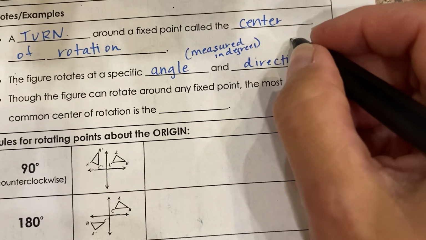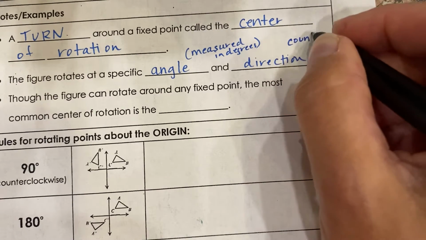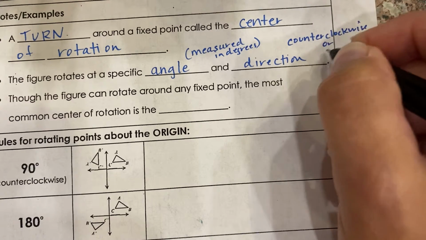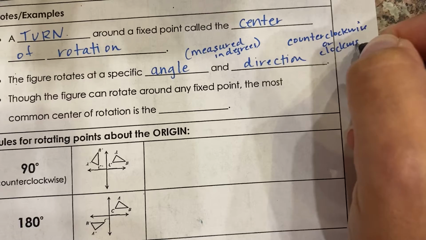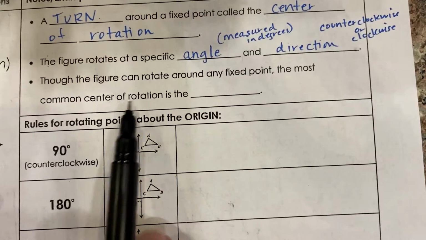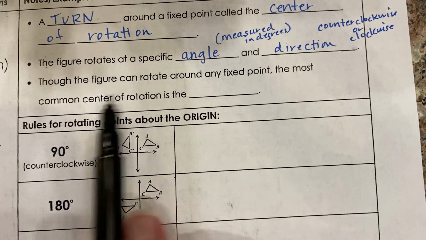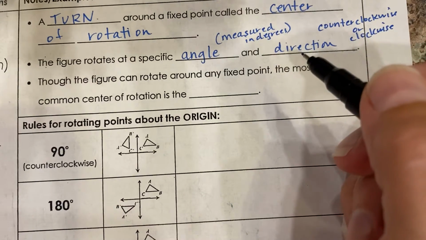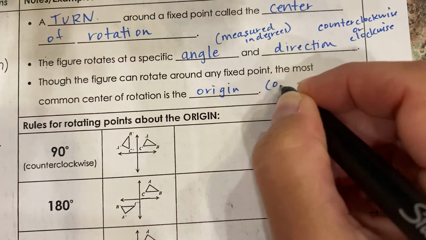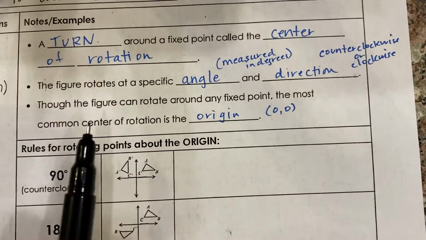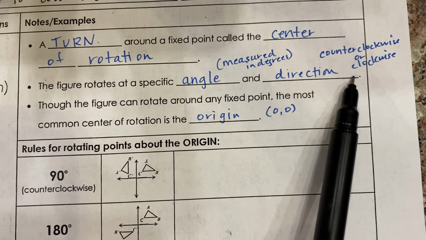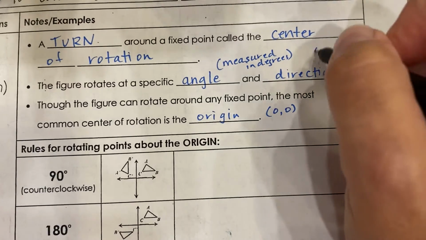For rotation, it's going to be counterclockwise or clockwise. Though the figure can rotate around any fixed point, the most common center of rotation is the origin. Remember, origin is just 0, 0, okay? So it's a turn measured in degrees at an angle, and the direction is counterclockwise or clockwise, okay?